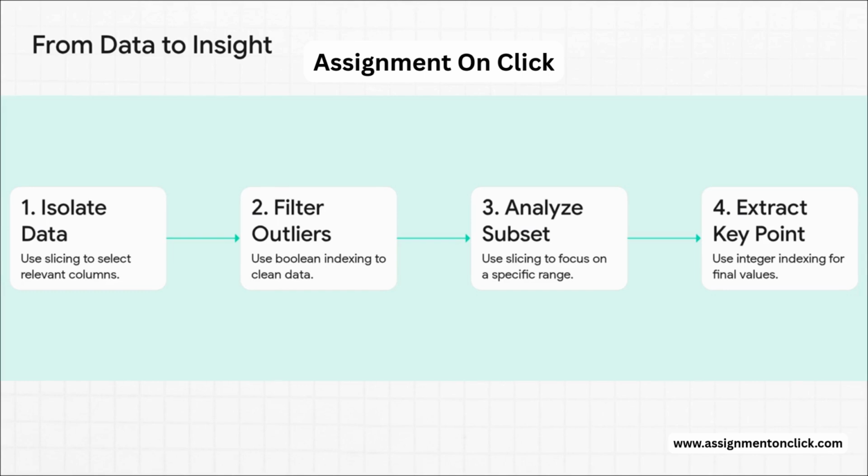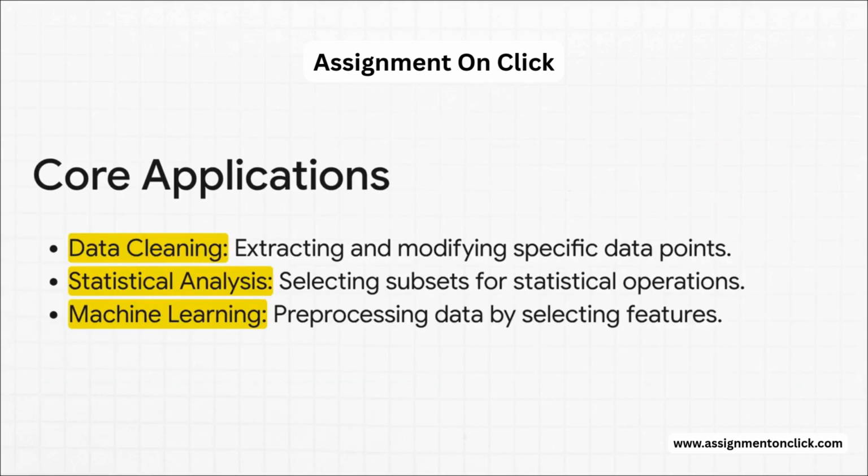Imagine you just got a messy new data set. First, you'll probably use slicing to isolate just the columns you actually care about. Then, you'll use Boolean indexing to filter out obvious errors or crazy outliers. Next, you might use slicing again to zoom in on a specific time period or product category. And finally, you'll use simple indexing to pull out that one crucial data point for your final report. See, it's all connected. These techniques are the absolute foundation of so many critical data tasks.